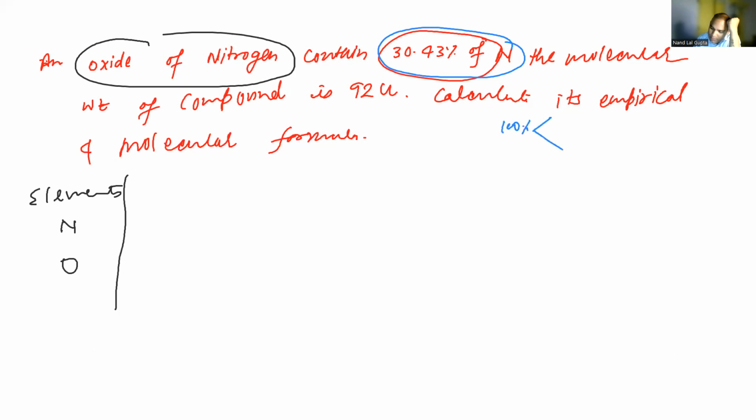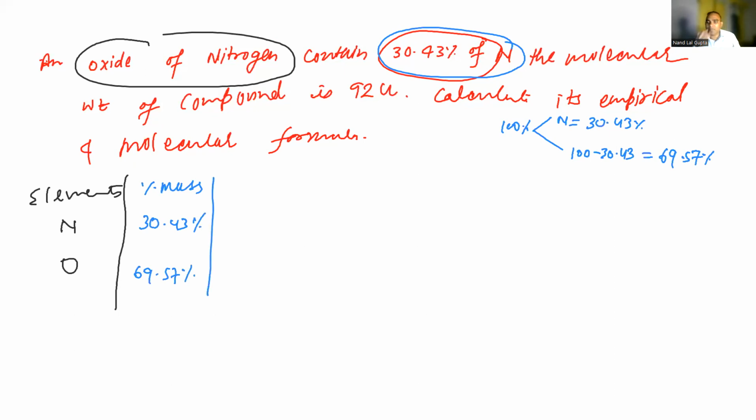they are talking about nitrogen, 30.43%. So how much will oxygen be? Oxygen will be 100 minus 30.43. How much will be the oxygen, Arav? 69.57. Yes, 69.57%. So here I am writing percentage mass: nitrogen 30.43 and here 69.57. Those are the percentages.